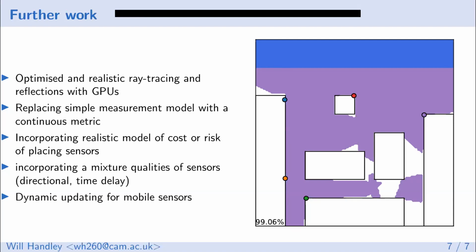So it might be that some are simple yes, no detection sensors because they're cheaper, and others might have directional ranging because it might make sense to have a directional sensor that can detect where something has come from on the top of a building like this. And of course, you would also possibly want to extend this to dynamic updating for mobile sensors.